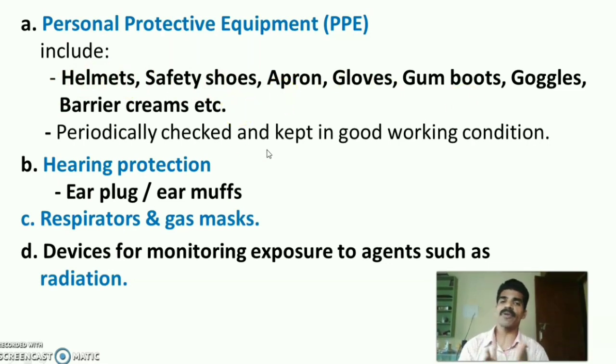All these personal protective equipment should be periodically checked and kept in good working condition, or it has to be repaired. Then regarding hearing protection, the use of ear plugs, ear muffs, etc. to prevent temporary and permanent deafness among the employees. Then use of different respirators and gas masks to prevent both organic and inorganic dust related pneumoconiosis. Then various devices for monitoring the exposure to chemical agents such as radiations, etc. that are emitted from the industry or factory.